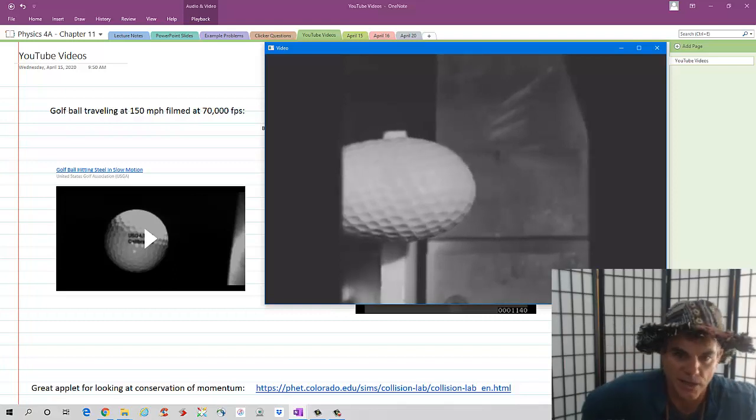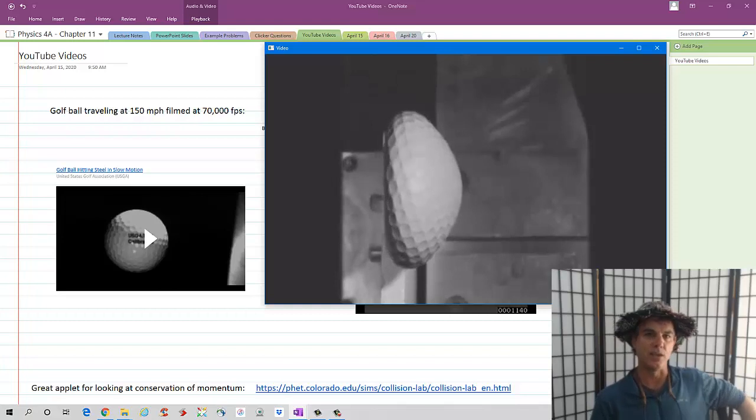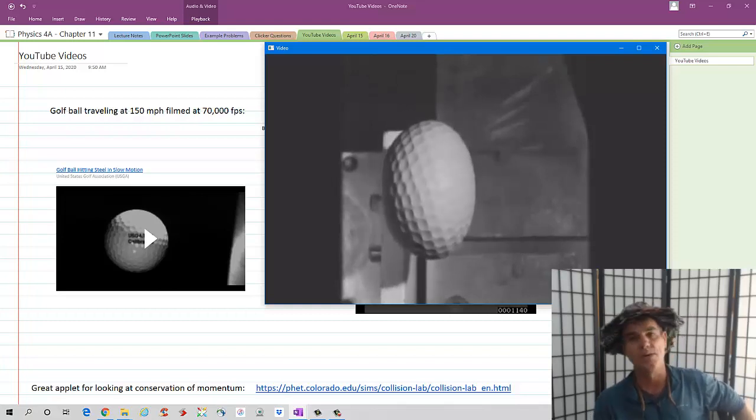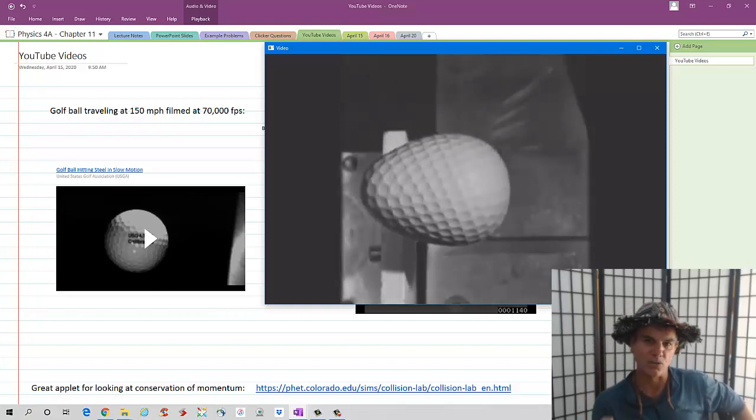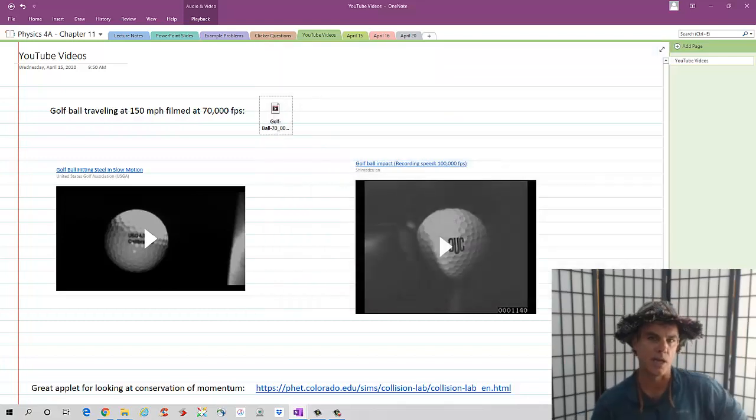Now, I know what you're thinking. Get the hell out of here. That's not a real video of a golf ball hitting a steel plate. Welp, you are correct. This is not really a typical golf ball hitting a steel plate. What it is, is sort of a rubber ball that looks like a golf ball. Let me show you a more realistic video of what a golf ball hitting steel in slow motion looks like.